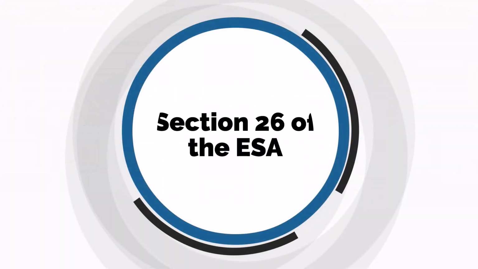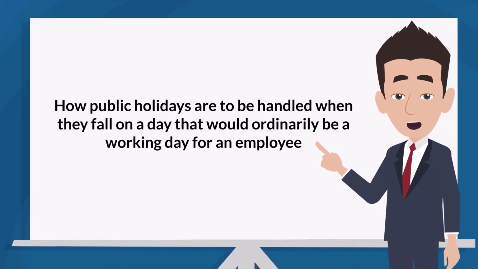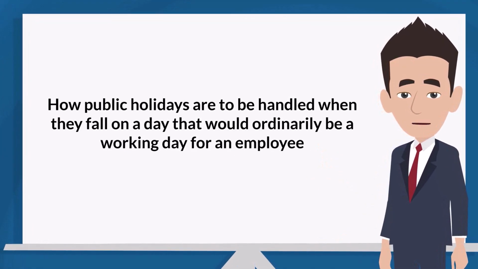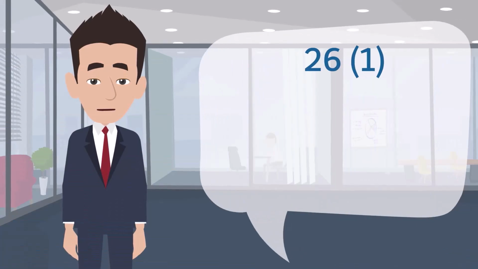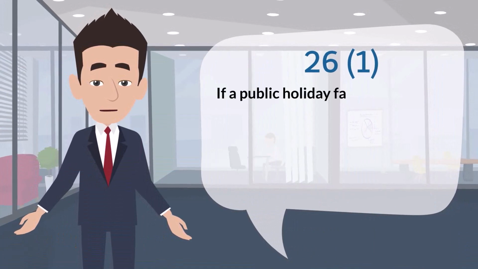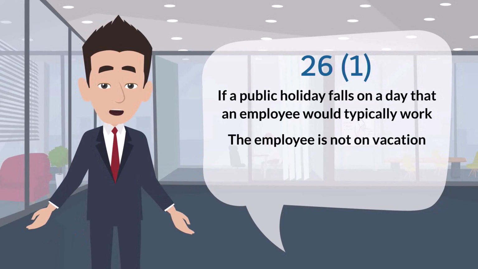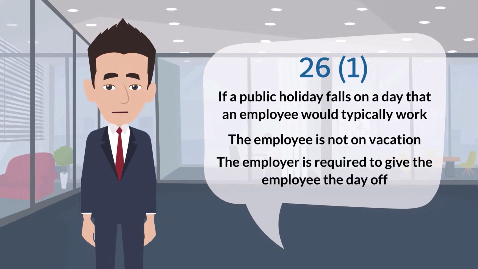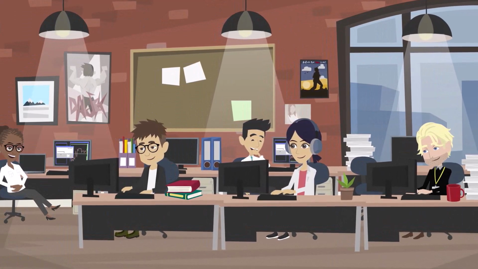Moving on to Section 26 of the ESA, this part of the legislation outlines how public holidays are to be handled when they fall on a day that would ordinarily be a working day for an employee. Under Section 26, subsection 1, if a public holiday falls on a day that an employee would typically work and the employee is not on vacation, the employer is required to give the employee the day off. Moreover, the employer must pay the employee public holiday pay for that day.